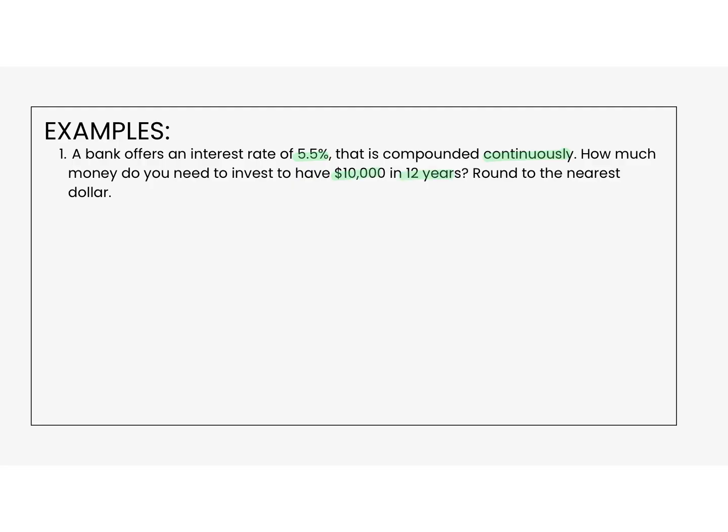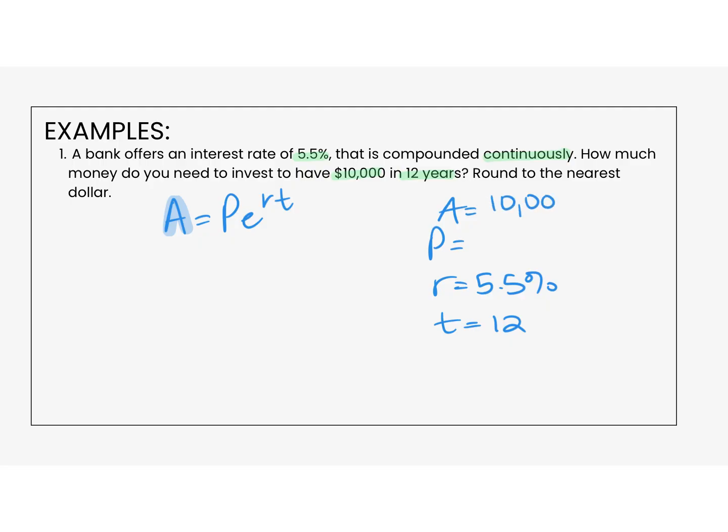So the first thing I'm going to notice here is that it is compounded continuously. So the formula is A equals P times E to the RT. Let's see what we have here. My rate is 5.5%, compounded continuously, so I have the right formula. How much do you need to invest to have $10,000 in 12 years? So time is 12. Now, the balance, that's the 10,000. And P is what we're looking for, right? So let's fill in what we know.